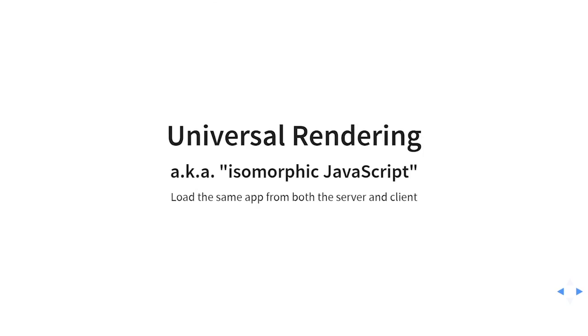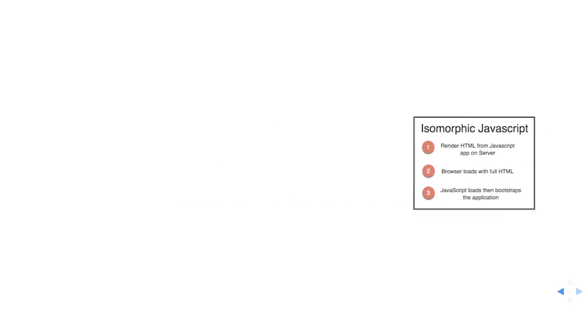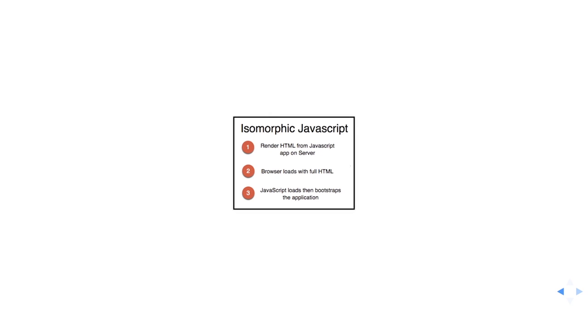So another technique that you could use to try and make the space better, especially if you're working in client-rendered frameworks like Angular, Ember, React, is this idea of universal rendering, aka isomorphic JavaScript. And the idea with this is that you're loading the same application from the server and the client. And I'll show you what this looks like a little bit. So isomorphic JavaScript, which you can pick whatever name you want. I think they landed on universal.